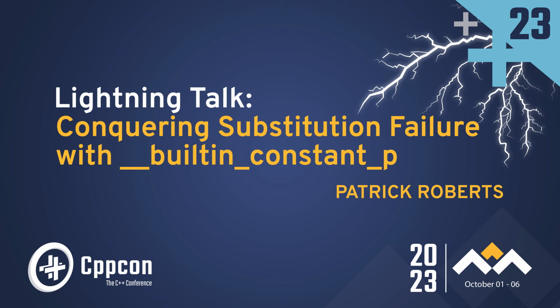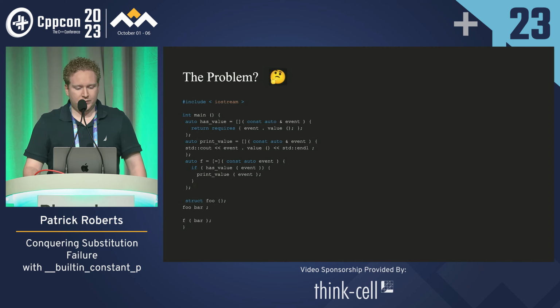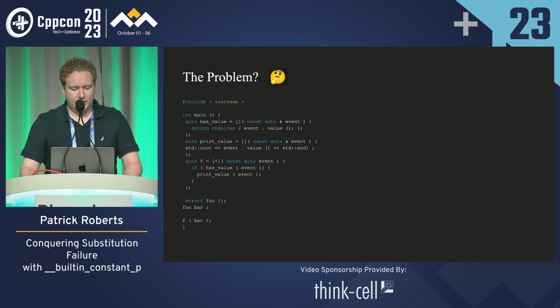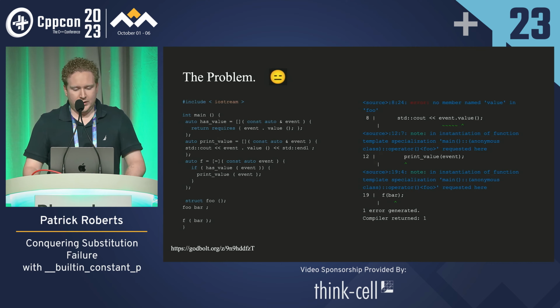Hey everybody, and welcome. So today I'm going to talk about the intrinsic __builtin_constant_p. To explain what I mean, let's start with an example problem. Here we have a program that checks to see if you can get the value from an event, and another function that prints the value to the console. But as we can see, this program is not valid. We get a substitution failure in the print value because the event type that we pass in doesn't have a value. How can we fix this?